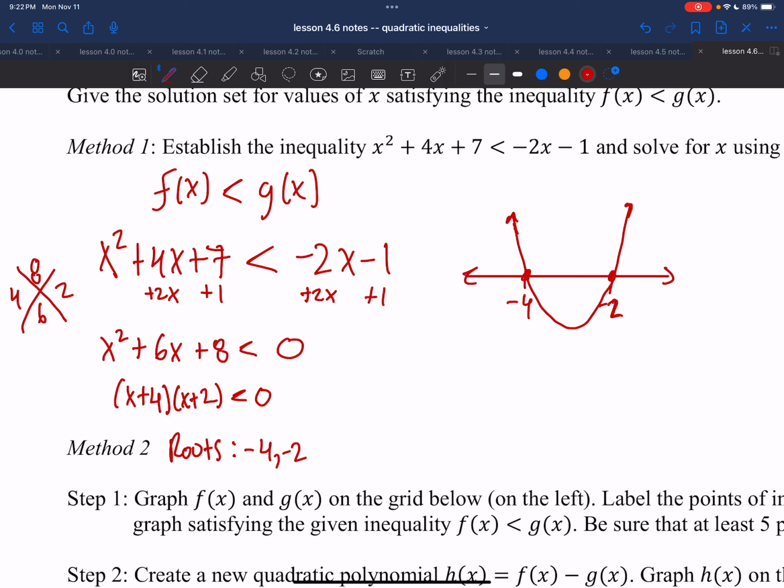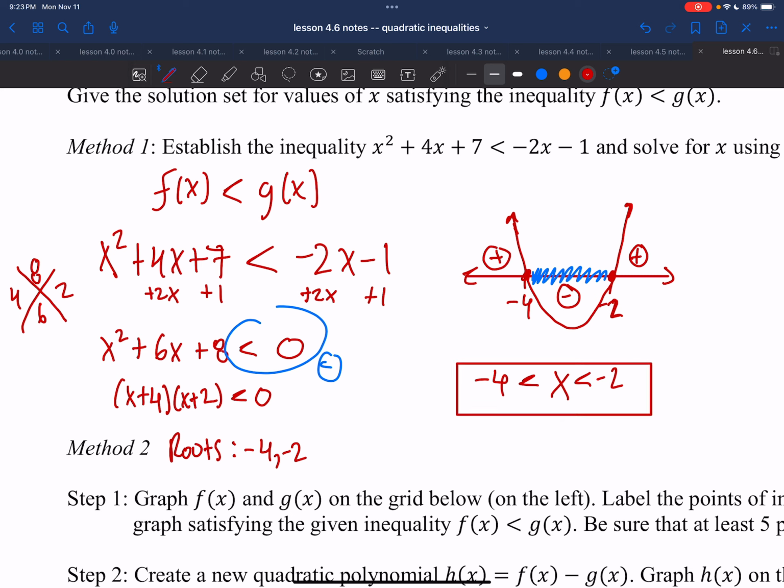This means it's negative down here and positive on the outskirts out here. And we want the inequality less than 0. That means we want negative, and so negative is in between those two bounds right there. So the solution to this is x is less than negative 2, but more than negative 4.